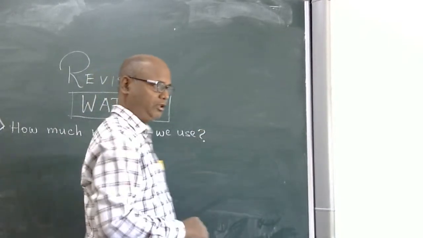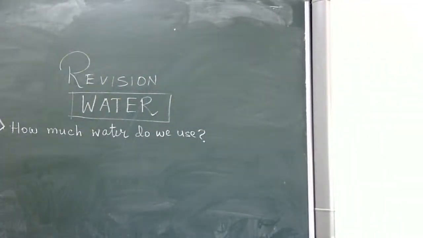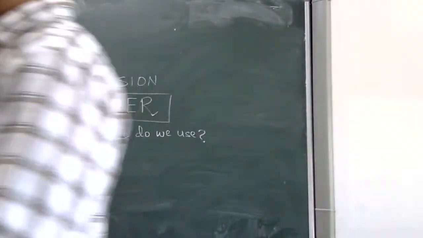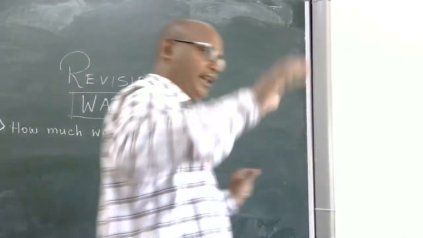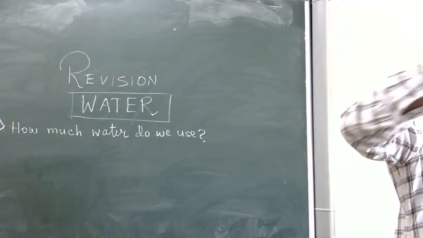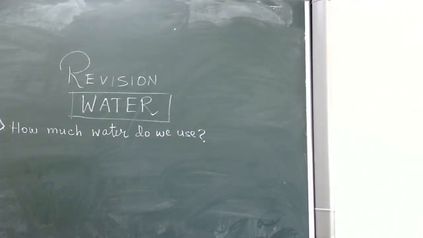How much water do we use? So no need of scale, you write here. So we will find how we will do. You will make two columns. Column number one, at home you will do that. You will write the activity, and column number two, you will write the quantity of water you are using. Yes.